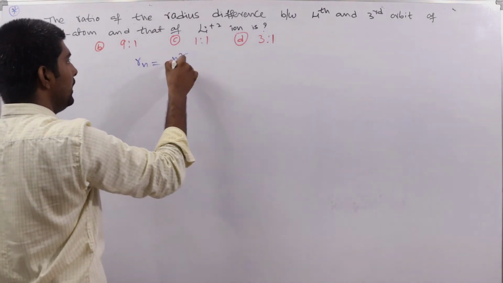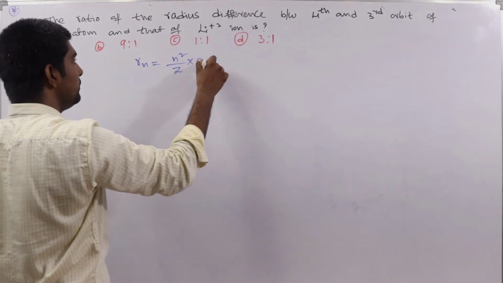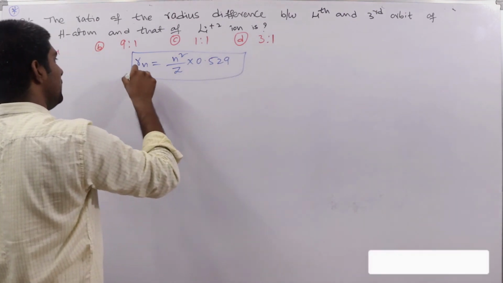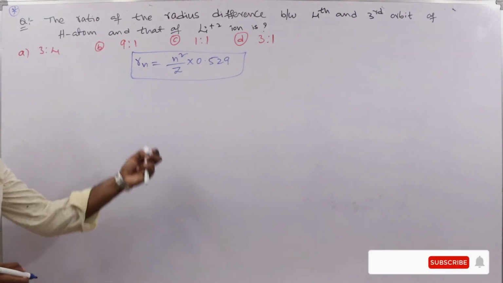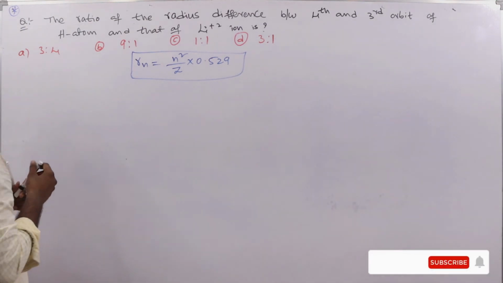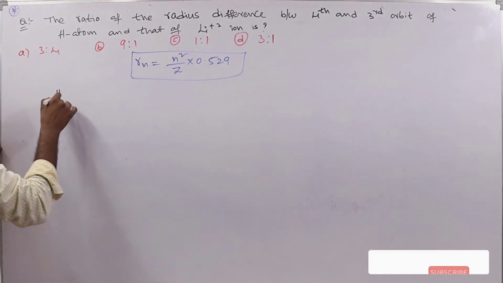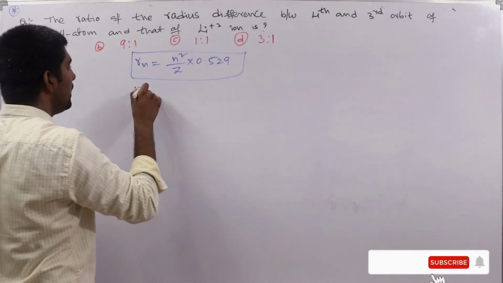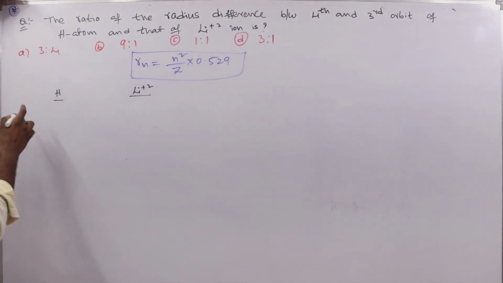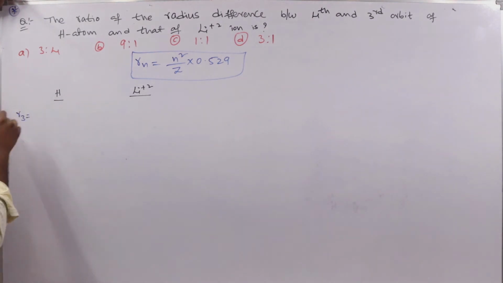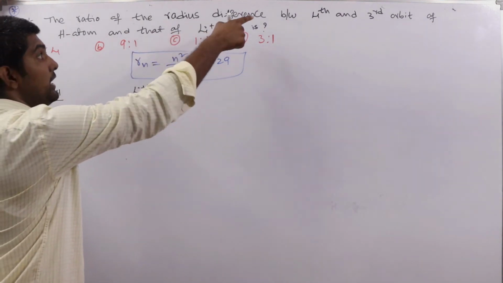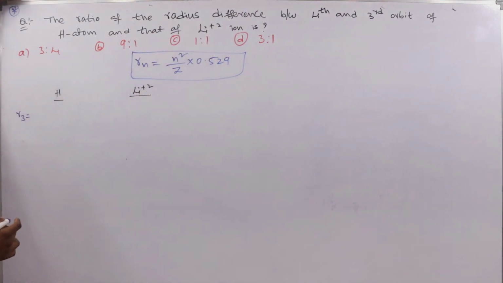Rn equal to n square by Z into 0.529. This angstrom I am not writing, no problem. So here this is the formula. Here two species are given. One is the hydrogen atom and another one is the lithium plus 2 ion. So for hydrogen, first we should find the radius difference between the third and fourth orbits.